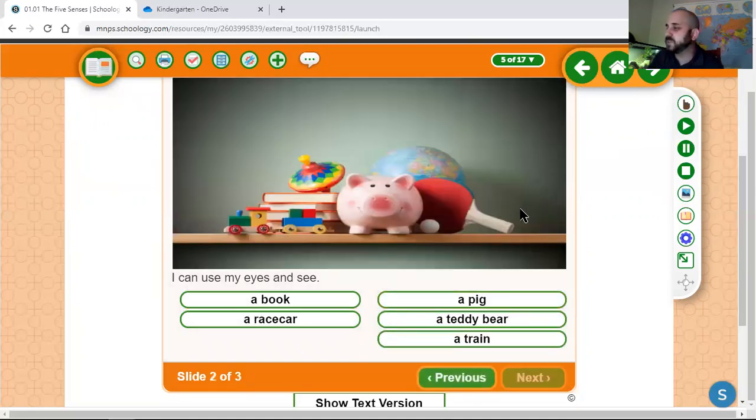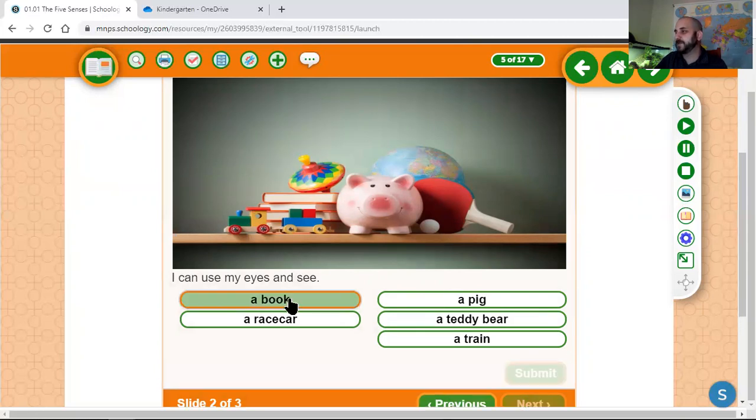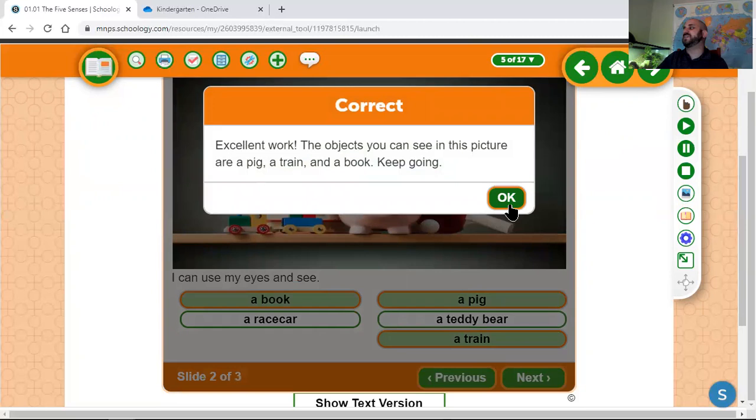Oh, there's a lot more in this picture. I can use my eyes and see. Do I see a book? Where's the book? Here it is next to the pig. Do I see a race car? I do not, but I do see a train. Maybe we'll find a train. Here it is, a train. Let's see, do we see a pig? Yes, there's a pig, a piggy bank. All right, let's see. I think that's everything because I don't see a teddy bear and I don't see a race car. Let's see if we got him. Correct. All right.